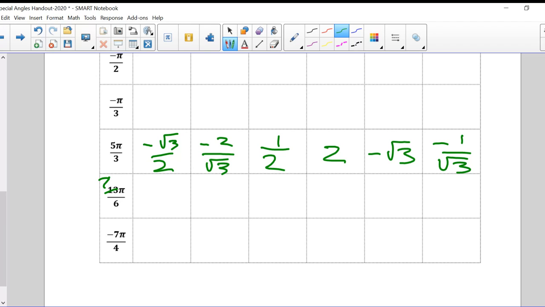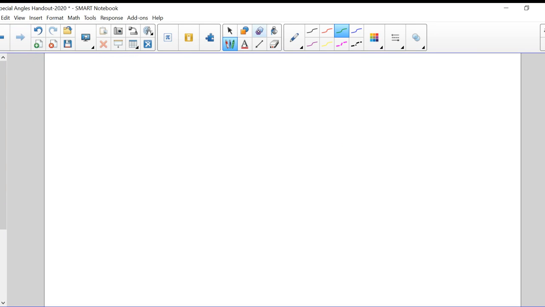So I'm just checking it on the fly here. 7 pi over 6. Let's try this out now. Let me draw another circle. Let's see if hopefully I can finish this.